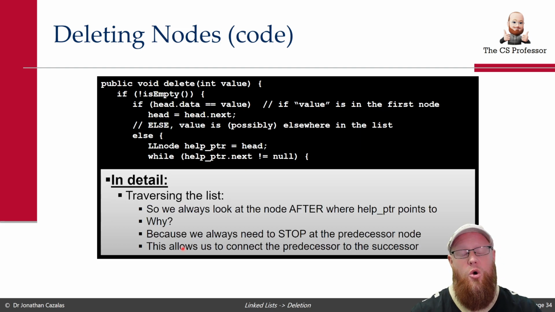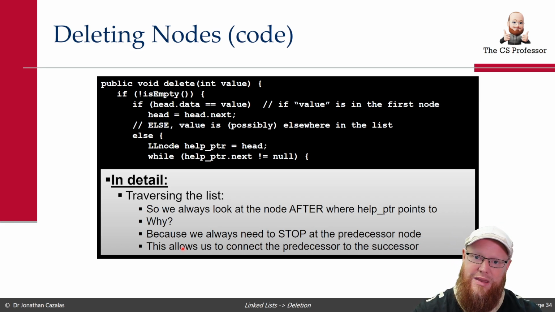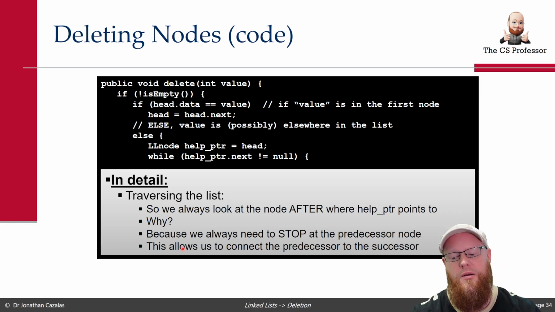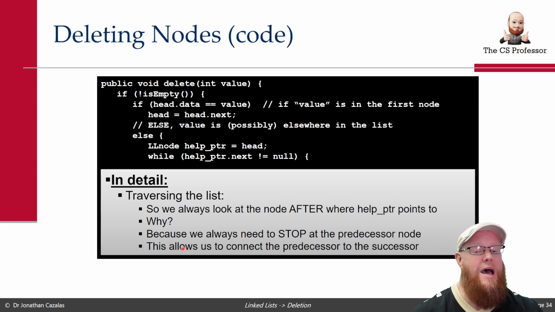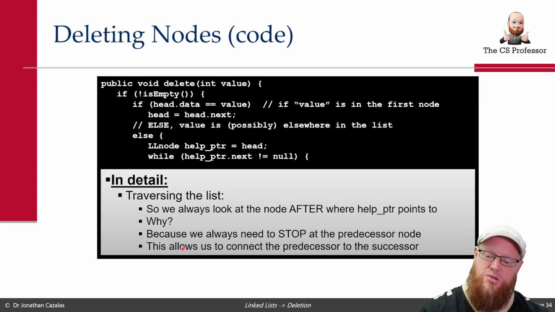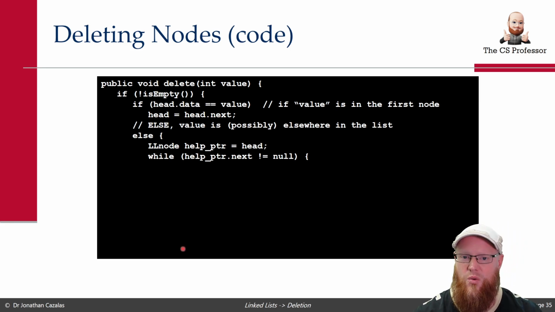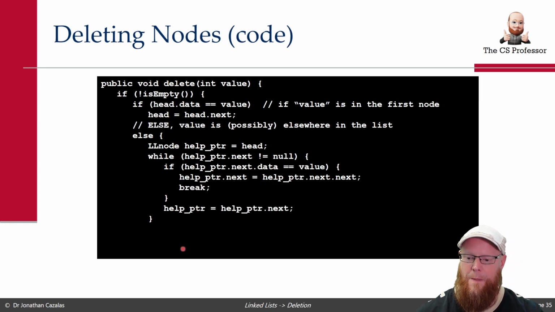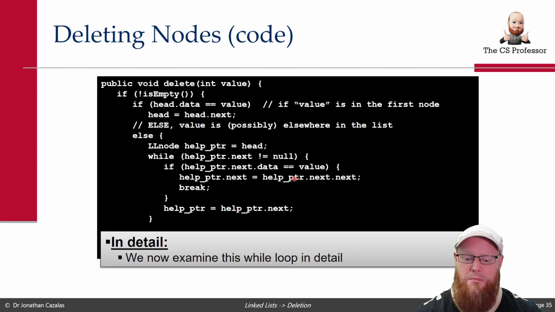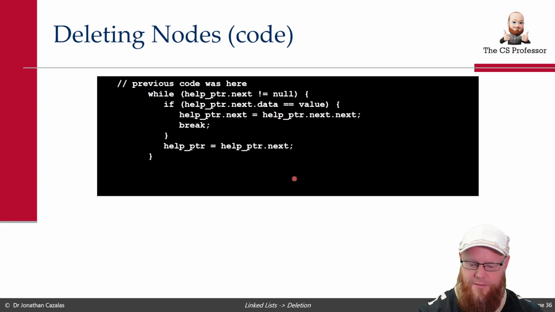So again, we always look one position after where help pointer is pointing. Why? Because we need to stop the traversal at the predecessor node, allowing us to connect the predecessor to the successor. It's a lot of words. It's going to make sense in just a moment. And now we have a lot of stuff in here. We have an if statement. Inside the if statement, we do some connections. Let us make sense of this in detail.